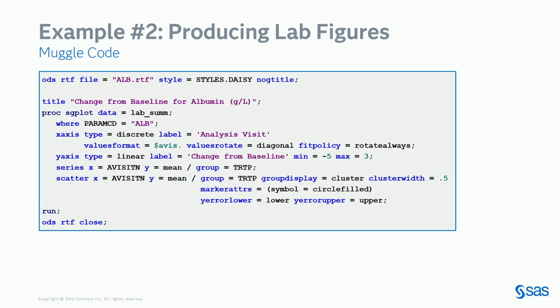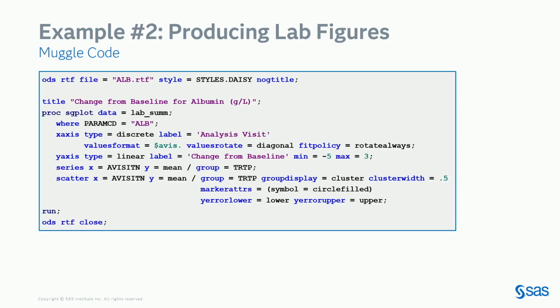All right, so let's look at the Muggle code here. The Muggle approach is first we start with the first lab test that happened to have 20 subjects worth of data in it, and it was this albumin. We've got our ODS RTF statements at the top and the bottom to create our output file, and we've got a PROC SGPLOT in between. You'll notice the PROC SGPLOT has a WHERE statement to subset the data. There's a TITLE statement to put the right title. Down here on the y-axis statement, I've hard-coded in my minimums and maximums.